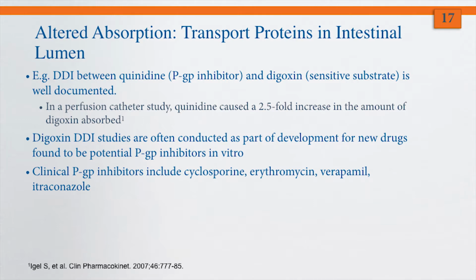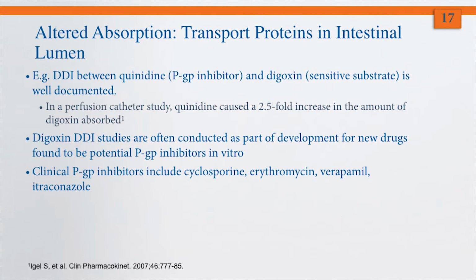So this is a well-documented drug interaction, and in one particular perfusion study, they documented a 2.5-fold increase in the amount of digoxin absorbed when it was given with quinidine. As I mentioned, digoxin DDI studies are often conducted. We want to characterize a drug's impact on P-glycoprotein or PGP. Other clinically relevant PGP inhibitors that have been well documented include cyclosporin, erythromycin, verapamil, and itraconazole, but there are many others.